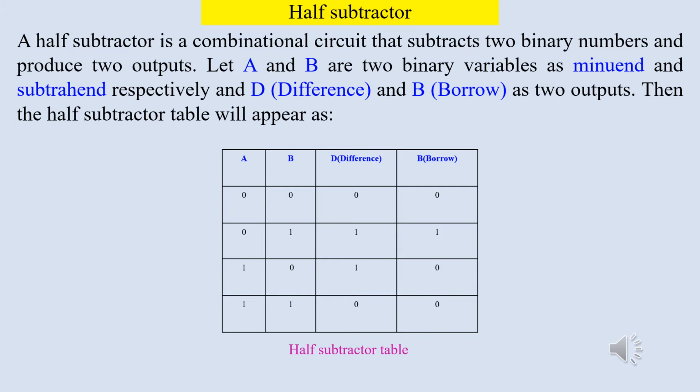In this, as there are two inputs, the total number of possible combinations will be 2 to the power 2, that is 4. So the combinations will be 00, 01, 10 and 11. And after the subtraction operation, we get the difference as 0, 1, 1, 0 and borrow as 0, 1, 0 and 0.